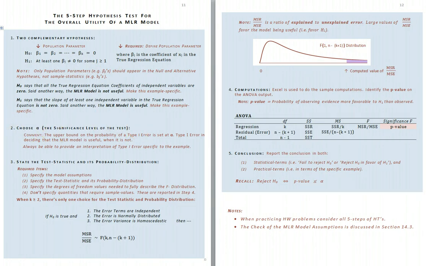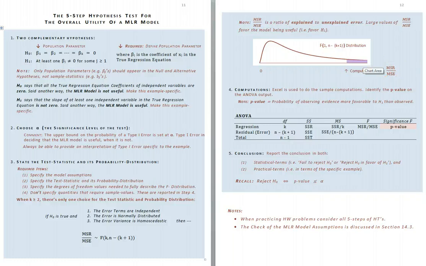In the second step, we limit the probability of incorrectly deciding that the model is useful to the significance level of the test, alpha. From the previous result, if the model assumptions hold, then MSR over MSE is distributed with an F distribution with k degrees of freedom for the numerator and n minus the quantity k plus 1 degrees of freedom for the denominator. This shaded area on this F distribution graph represents the p-value.